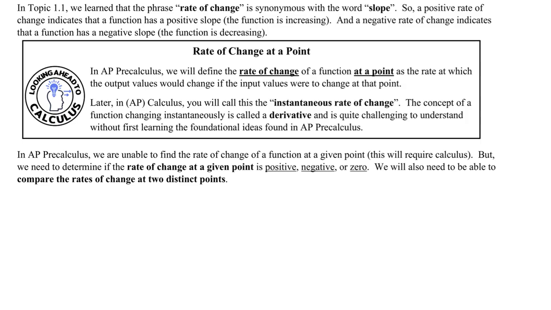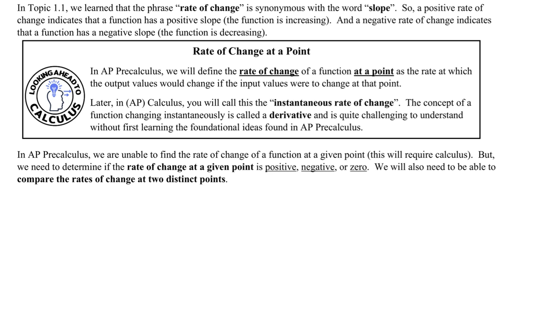If you recall from the last lesson, rate of change is the same as slope. So if we have a positive slope, then we have a line that is going uphill. If we have a negative slope, we have a line that is going downhill. We will call that, in this class, the function increasing for a positive slope and a function decreasing for a negative slope. Remember, words have meanings.